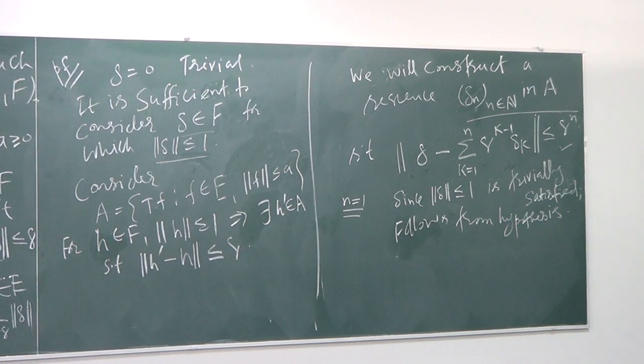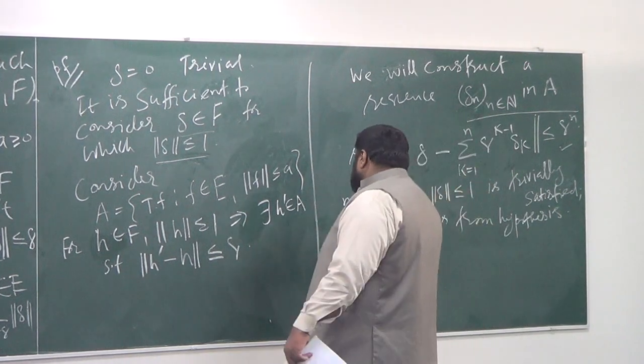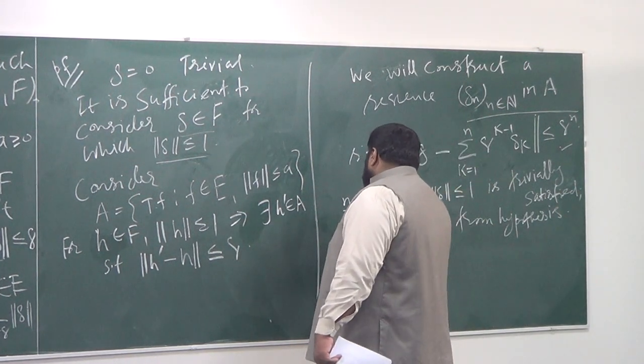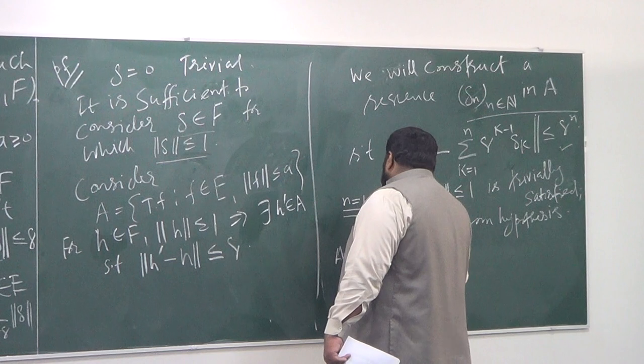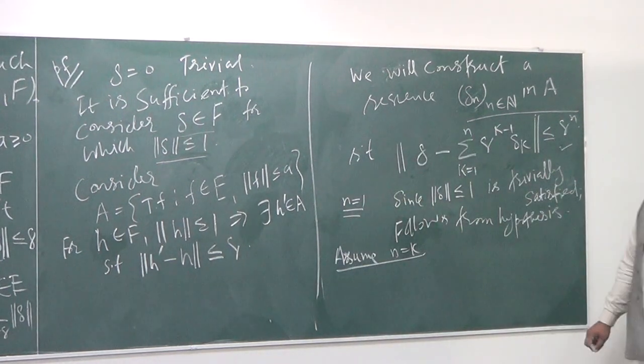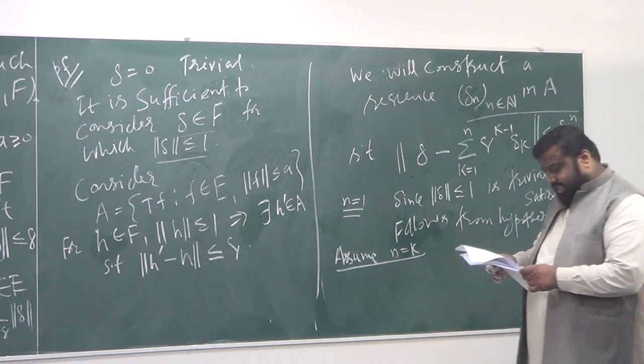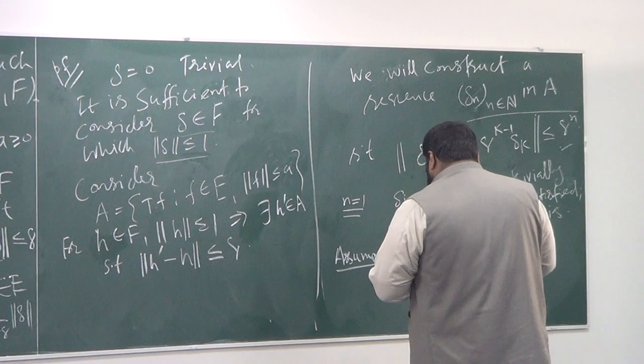Alright. So, what I would like to do next is assume n equal to k. Okay? In other words, assume that such an inequality holds for n equal to k. And I would like to show that it's true for k plus 1 as well. Is it making sense? Pretty simple.